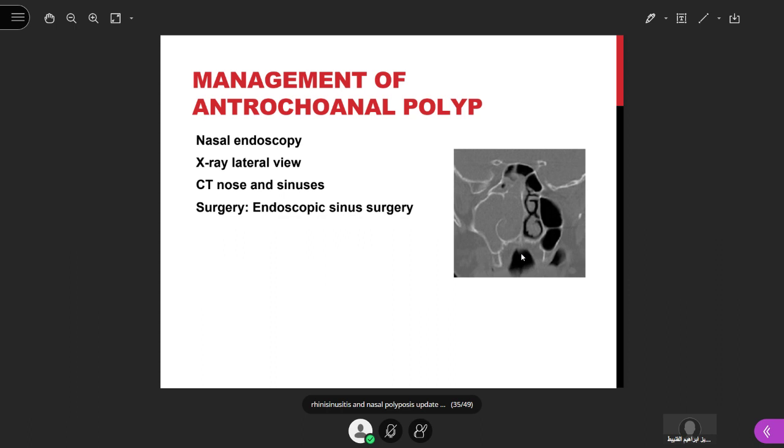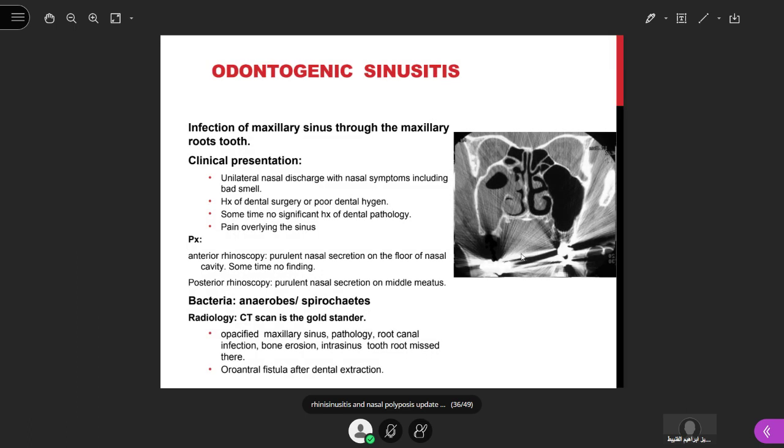For the management of antrochoanal polyps, you need to endoscope the nose completely from the anterior to the posterior. Sometimes you need to confirm it by CT scan. This is one piece, the polyp. Then you have to endoscopically remove that mass completely.